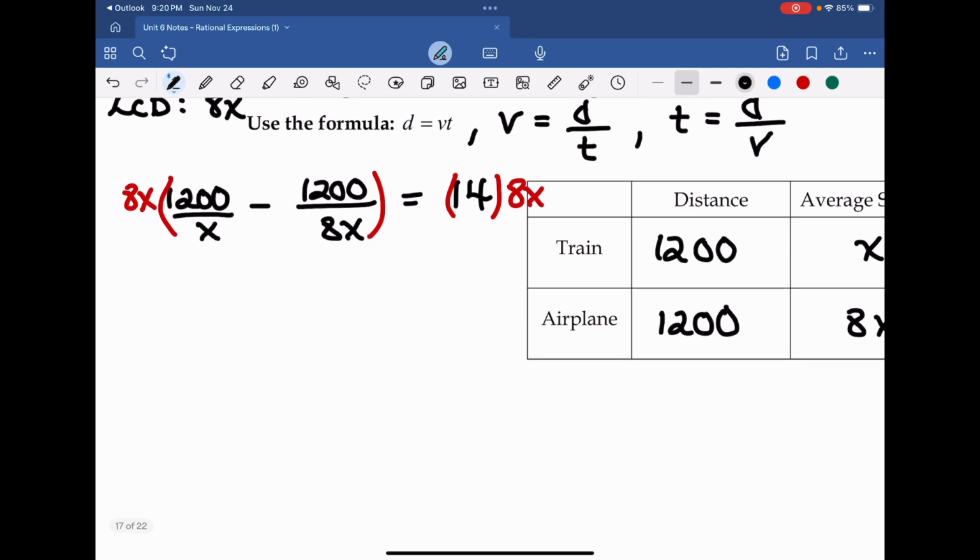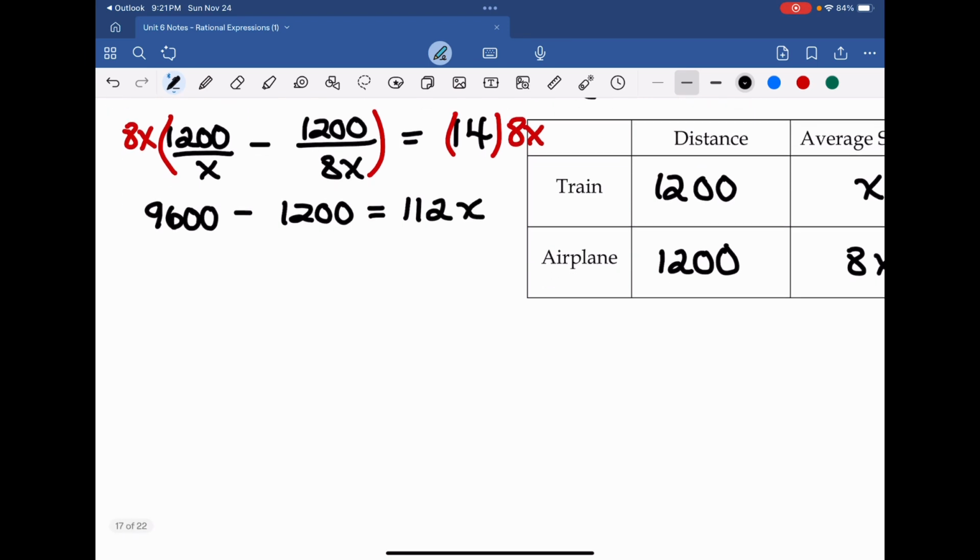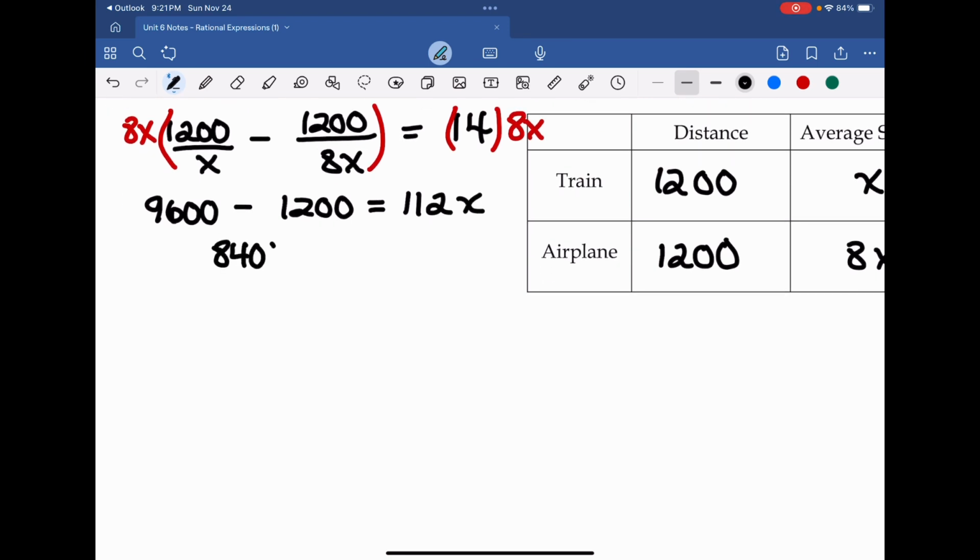Now using the distributive property, I'm going to multiply it into both. 8x times 1,200 over x is going to give us 8 times 1,200, which is 9,600, minus 1,200 over 8x times 8x. The 8x's are going to cancel, and this just becomes 1,200. Now on the right-hand side, we have 14 times 8, which is going to give us 112, and then the x goes with it. Now taking the difference of these numbers, we get 8,400, which is equal to 112x.